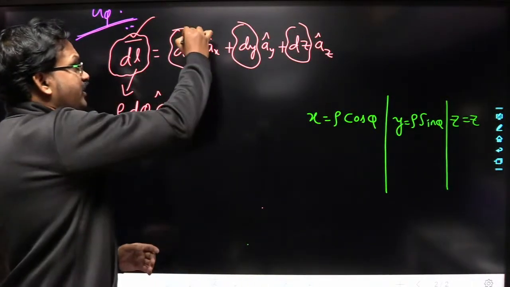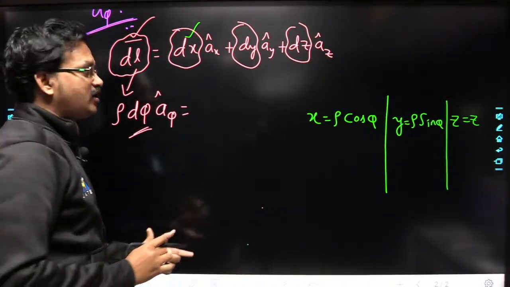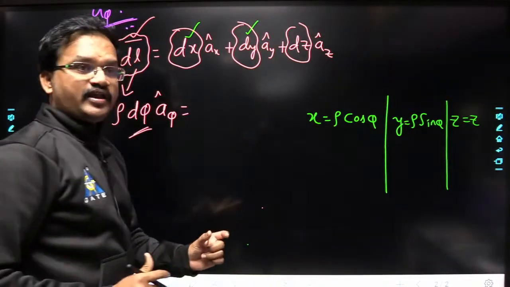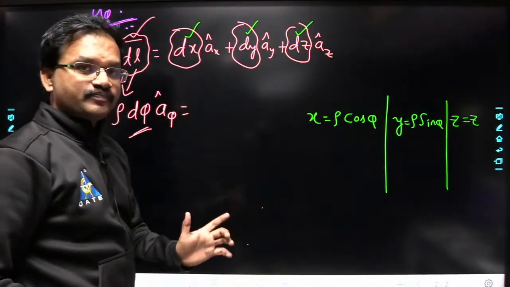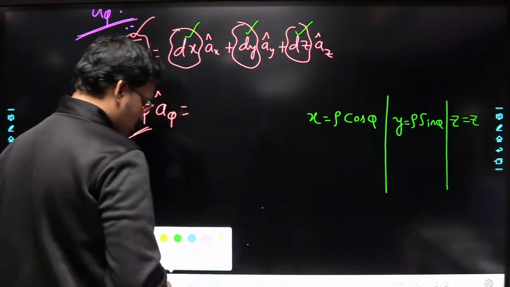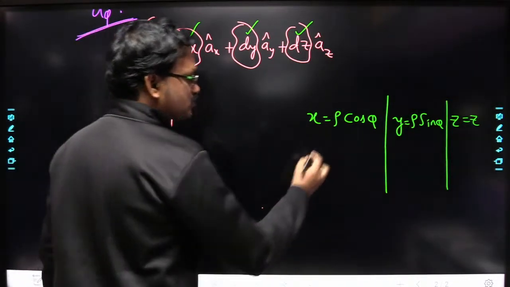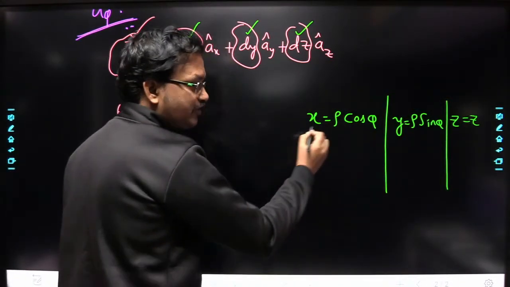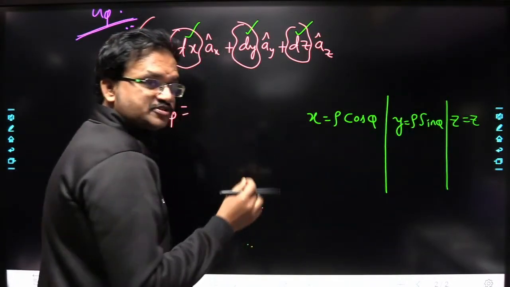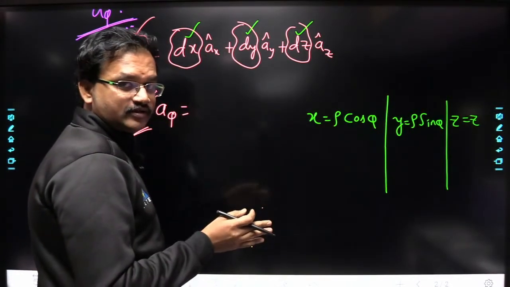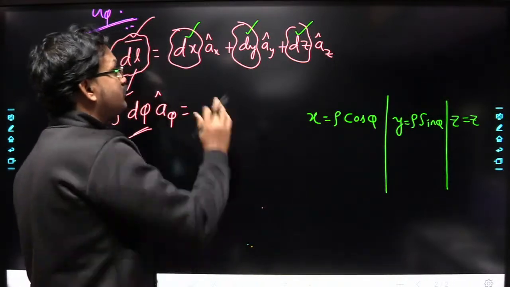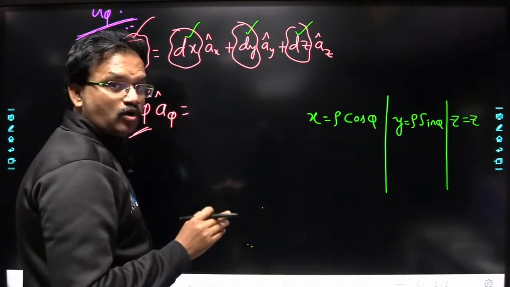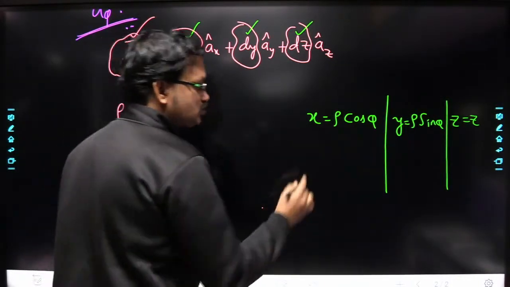Now what you have to do? You have to determine dx by varying only phi. You have to determine dy by varying only phi. You have to determine dz by varying only phi. Understood? So do that here. What are you going to get? You have to differentiate on both sides with respect to phi, because we want to determine dx by varying only phi. Understood?